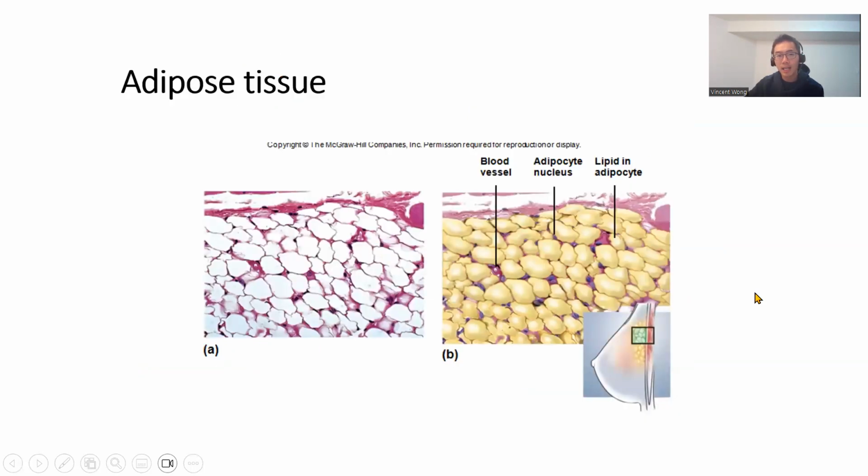Another kind of specialized connective tissue is adipose tissue. Adipose tissue is just a fancy word for fat cells. And we learned a long time ago in the course, fat is useful for energy storage, for insulation, as well as protection of internal structures, right? So you would find fat tissues surrounding major organs. In this picture, it's showing fat tissue in the breast, but fat tissue is quite abundant throughout the body.